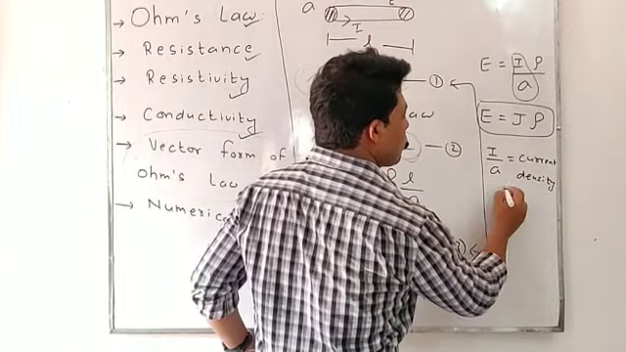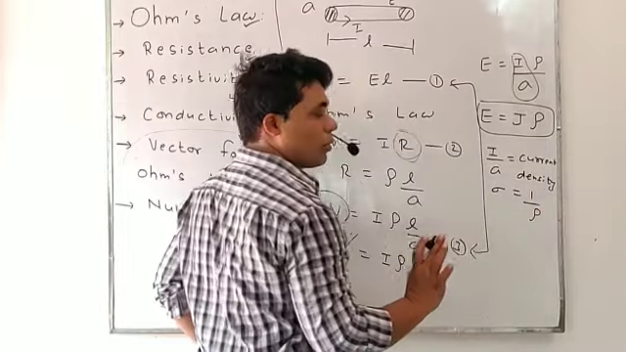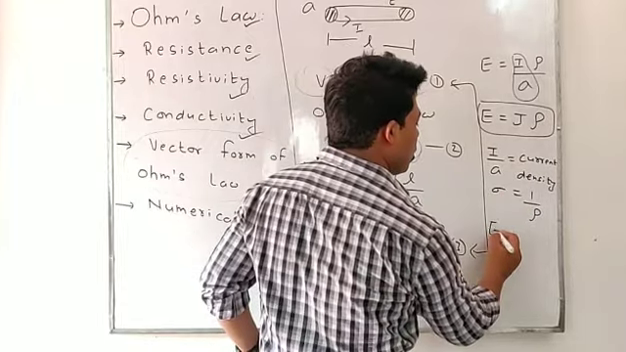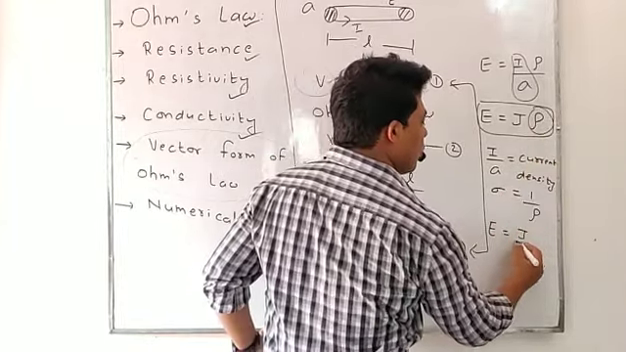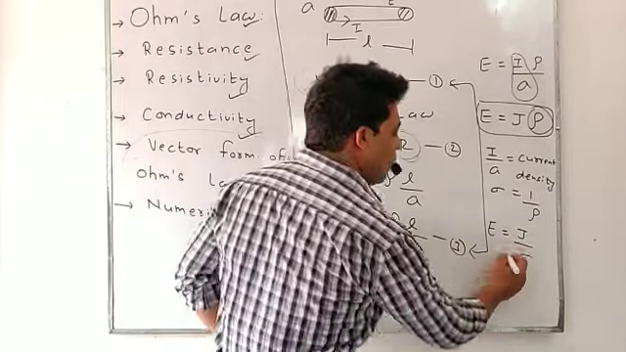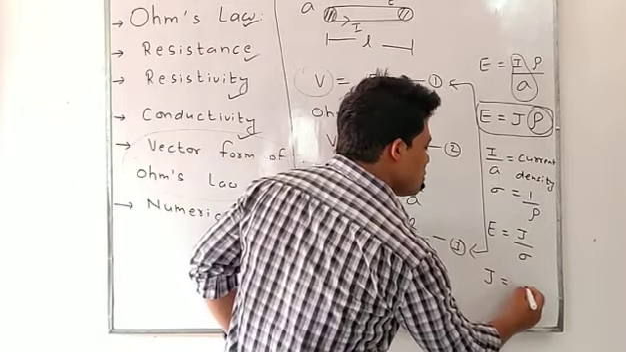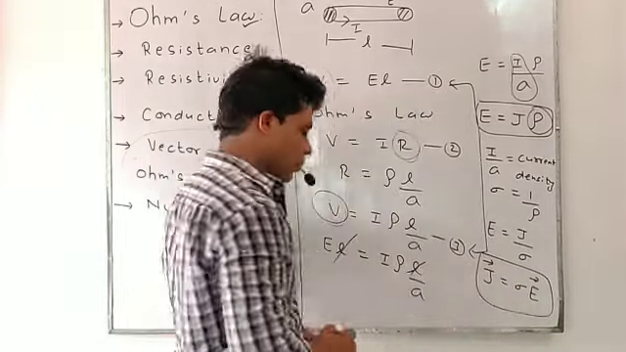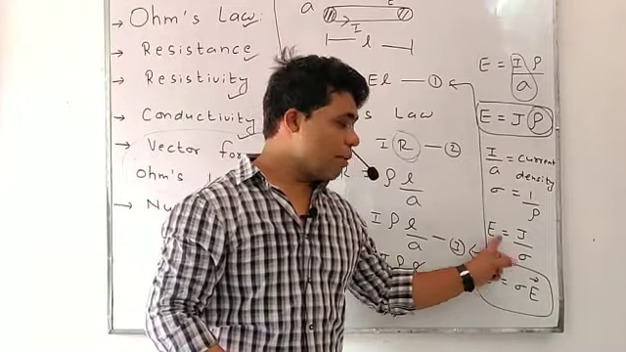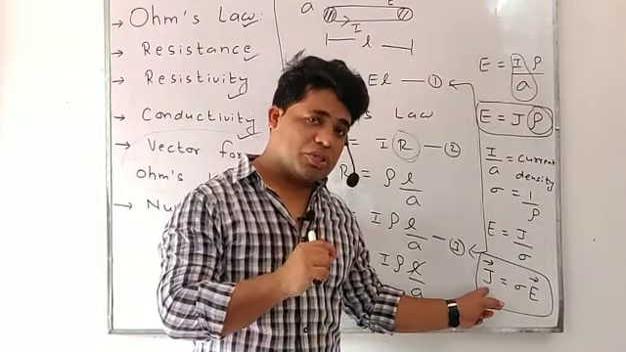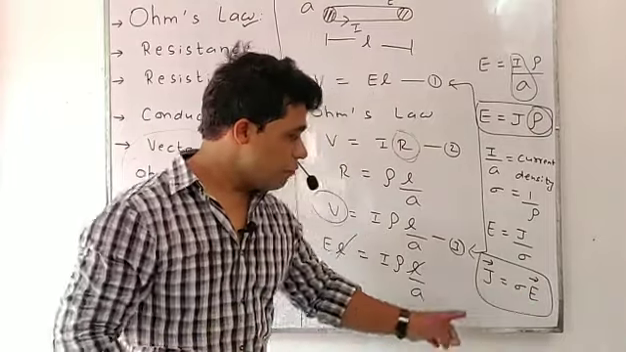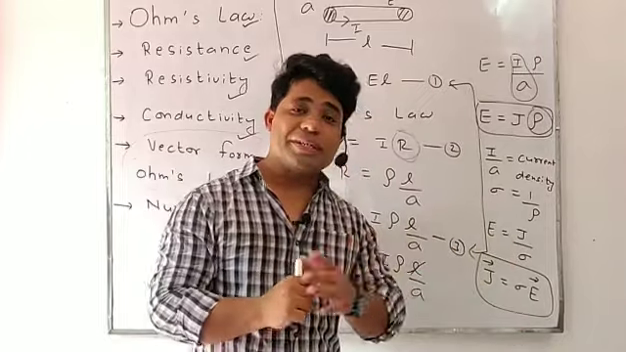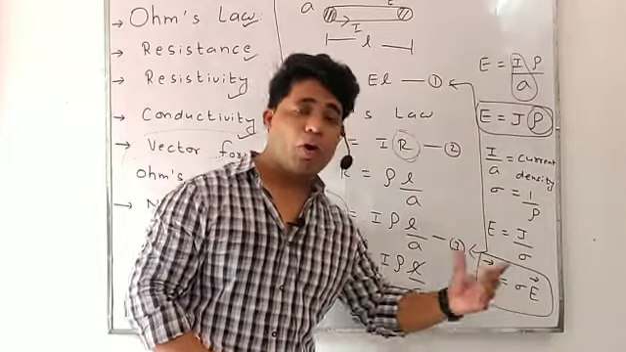Now we'll make the final change. Sigma is what? 1 by rho. The reciprocal of resistivity is called conductivity. So rho becomes 1 upon sigma, and finally we cross multiply to get J equals sigma E. So we got the final form: vector J equals sigma vector E, where J is current density, sigma is conductivity, and E is electric field. This is the vector form of Ohm's law.